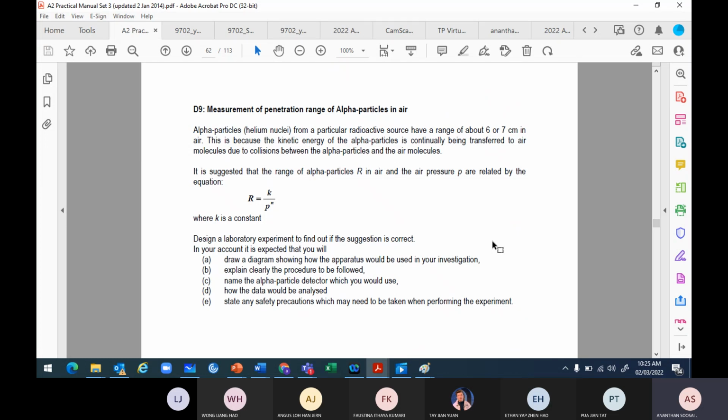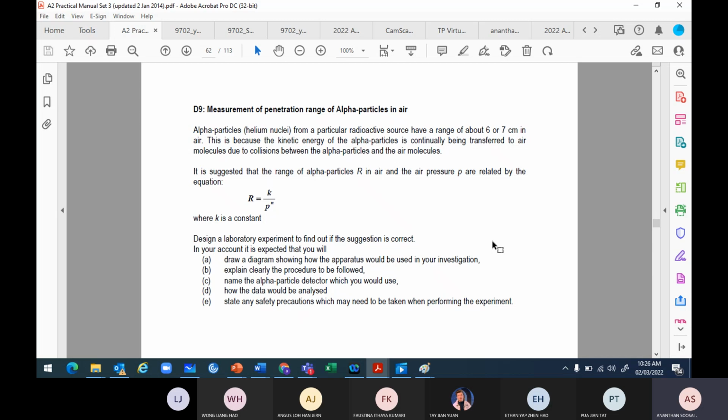Get what is independent, dependent variable, and what is kept constant. That's wrong. Your experiment setup went wrong. What's independent? Range, right? Range is independent. What is dependent? Yes, sorry.